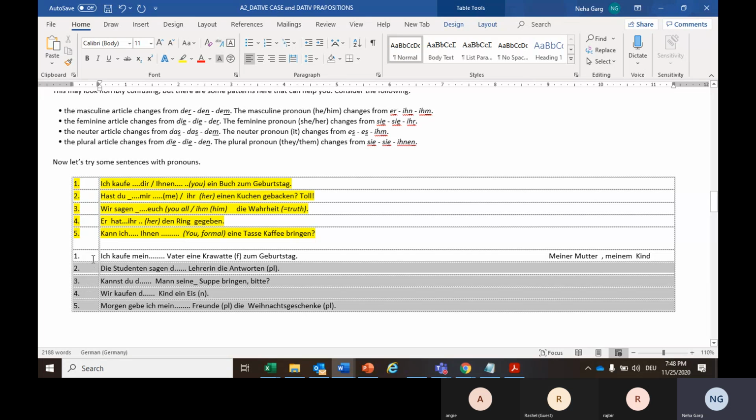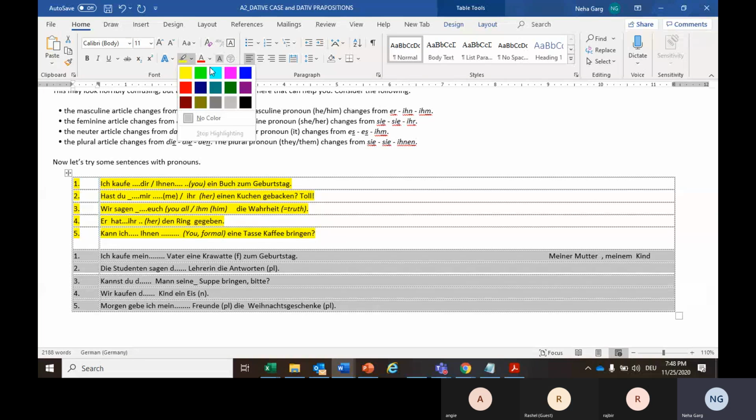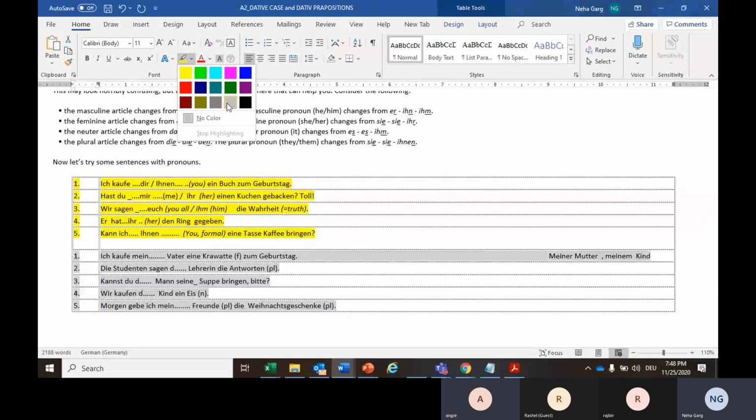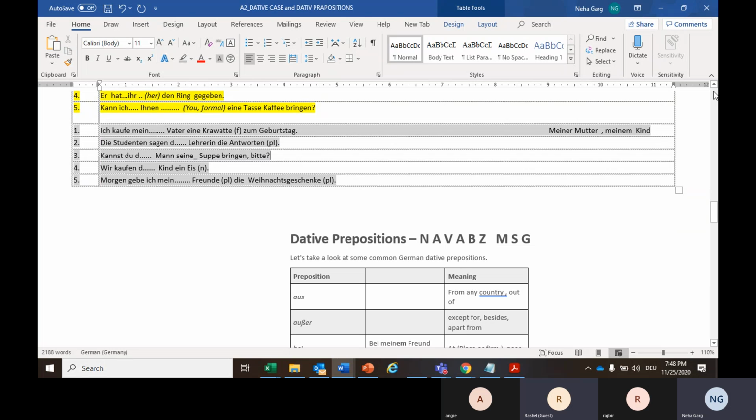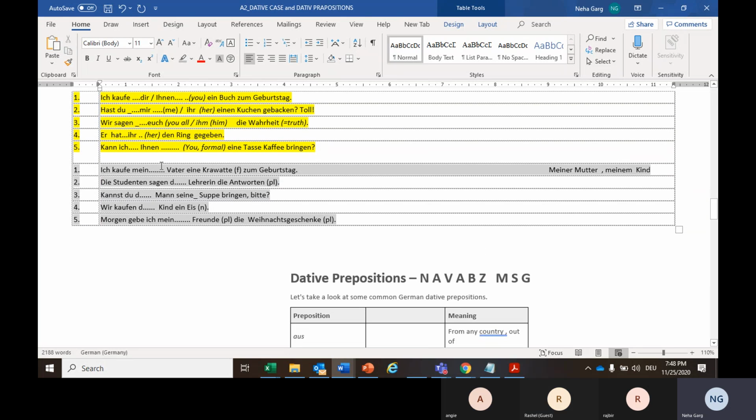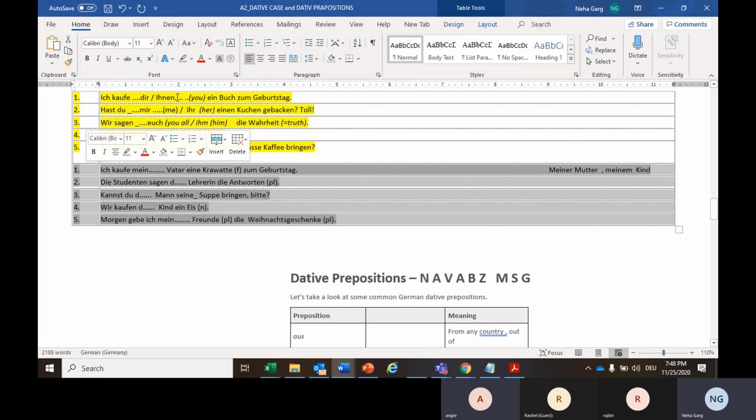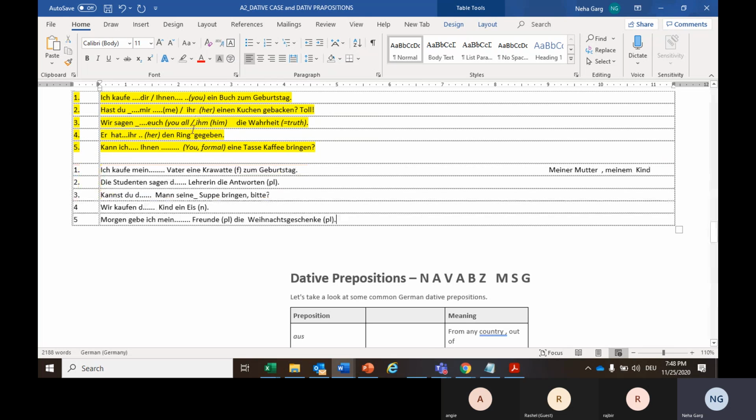Now, in this second segment, which I am highlighting with gray, what you have to do here is just put the dative endings as per the blank, like mine, and then there is a blank, d, then there is a blank, then here same. So here you have to put the dative endings.